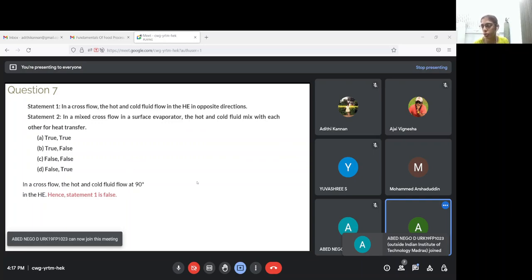What about statement 2? In a mixed cross flow in a surface evaporator, the hot and cold fluid mix with each other. There is actually a hint in the statement. It is a surface evaporator. So will the fluids mix or not? So in a surface evaporator, the fluids will not mix. So what do you mean by mixed cross flow here?